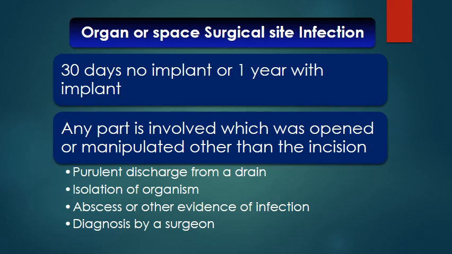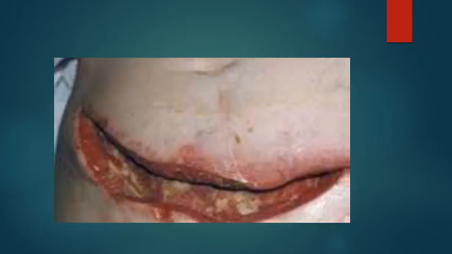Third type is organ or space surgical site infection. It occurs within 30 days if there is no implant, or 1 year if there is an implant. Any part is involved which was opened or manipulated other than the incision. It may be presented with purulent discharge from a drain, isolation of organism, abscess or evidence of the infection, diagnosis by surgery. And this is space surgical site infection.